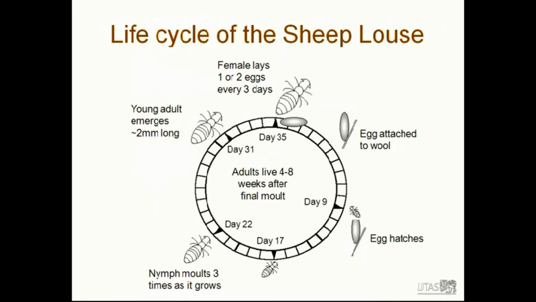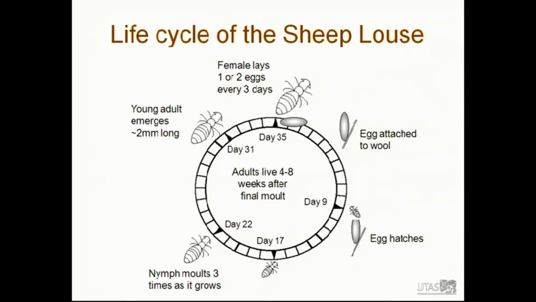Just a quick run through of a few points you need to know about the life cycle to understand what we were doing with our modelling here. The female louse lays only 1 or 2 eggs every 3 days, which is actually a fairly low reproduction rate for an insect pest, and it means lice build up very slowly, so that by the time you actually know you've got a lice problem in the sheep, the lice have probably been there for months, possibly 6 months or more. So it's very difficult to actually track the source of the lice and see where they came from.